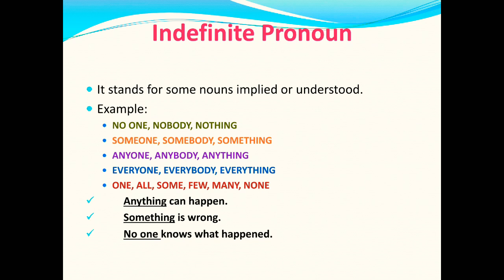Now look at the examples. Anything can happen. Something is wrong. No one knows what happened. Here, anything, something, no one, all these are examples of indefinite pronoun.